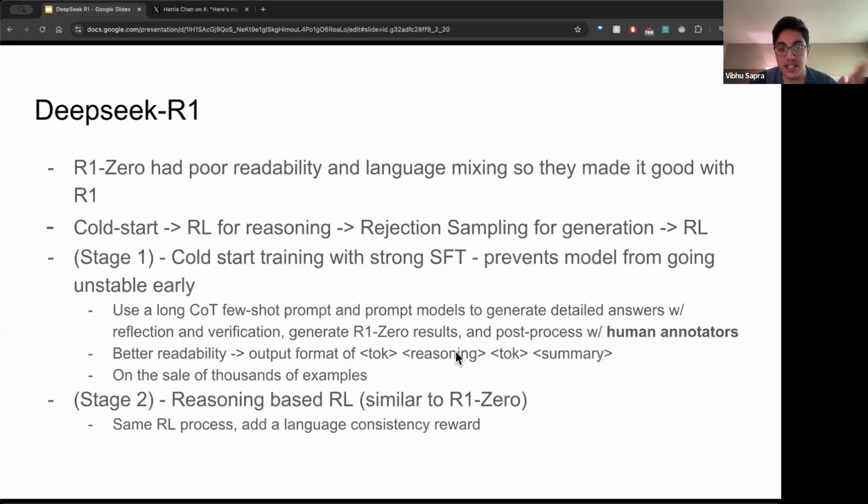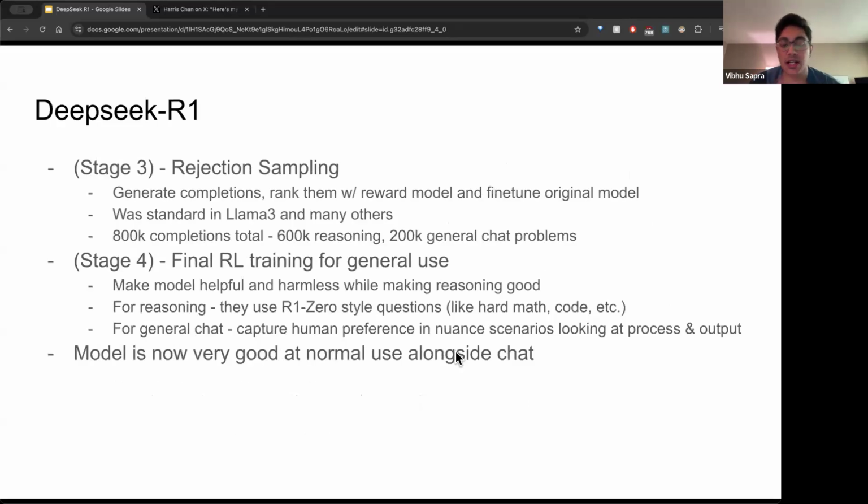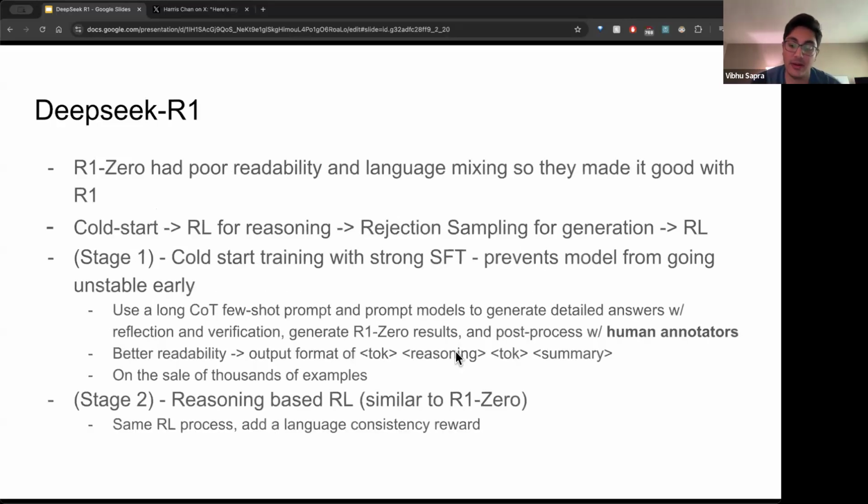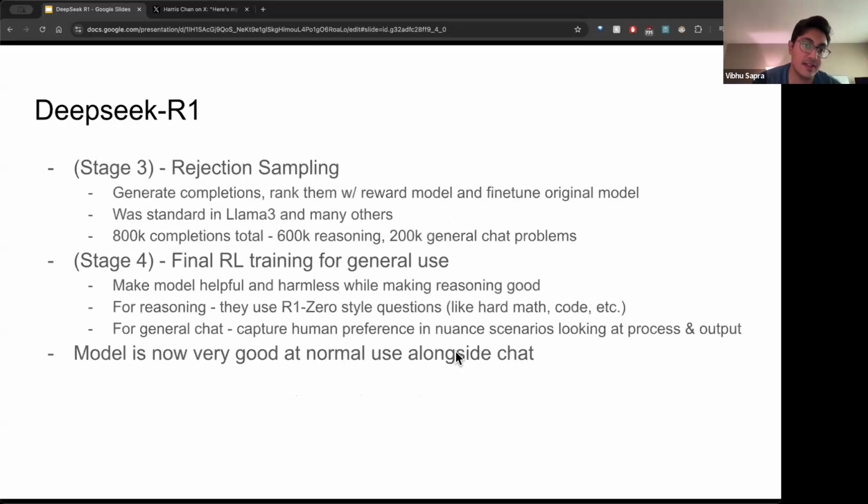That's stage one. Stage two is they basically do the same exact RL. They add this language consistency reward. Like we mentioned, they're struggling with language mixing, so another part of this RL is that now we want language to be consistent. Okay, so we did SFT on really good data. Then we do a bunch of RL. They don't explain the data set, where it came from, or how many samples, but they do RL.